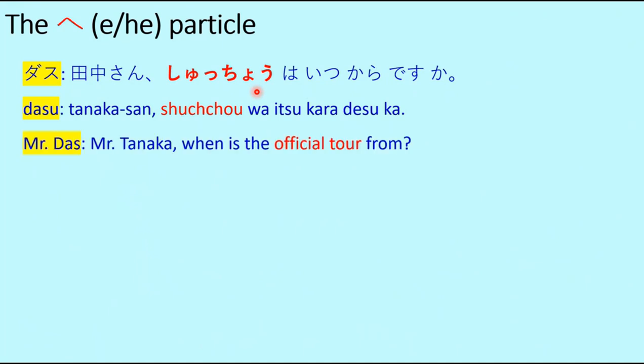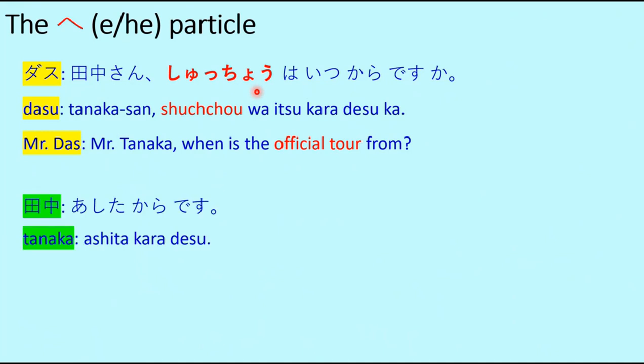So shucho wa itsukara desu ka means Mr. Tanaka, when is the official tour from? Like when you are going on the official tour. The meaning is like that. So Mr. Das is asking Mr. Tanaka, when is his official tour from? Ashita kara desu. That means it's from tomorrow. Very simple. Ashita kara desu. It's from tomorrow.